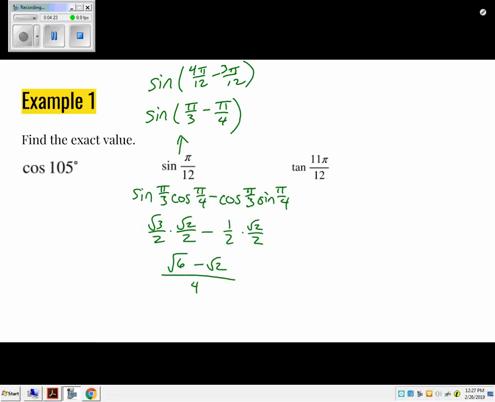And I hope that one fared well for you. Square root of 6 minus square root of 2 over 4. On these sines and cosines, a lot of square root of 6's and a lot of square root of 2's. Okay, you'll see that. And the few that I assigned in the homework, so make sure you work those.